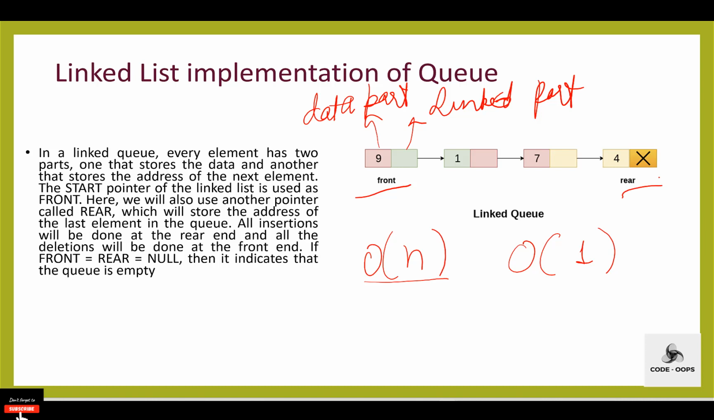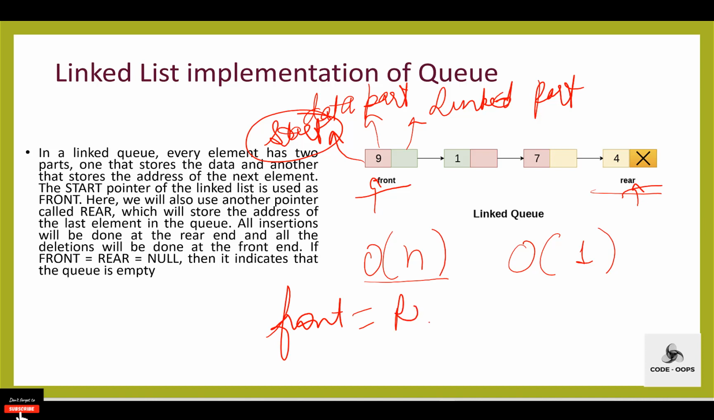In a linked queue, every element has two parts. One part stores the data and the other stores the address of the next element. The start pointer of the linked list is used as the front, and the rear pointer will store the address of the last element in the queue. All the insertion will be done at the rear end of the queue and all the deletion will be done at the front end of the queue. If front is equal to rear is equal to null, it indicates that the queue is empty. There is no element in the queue.